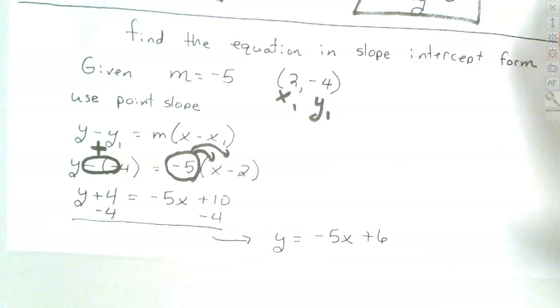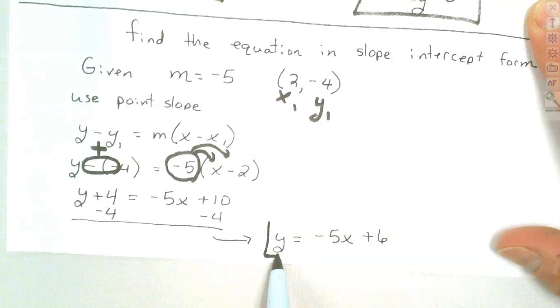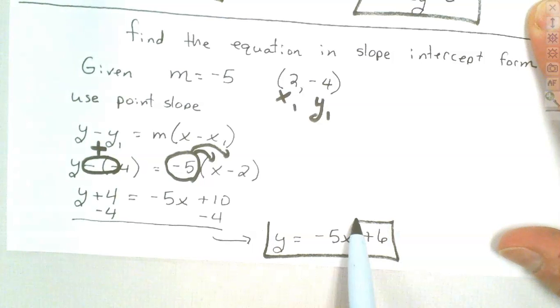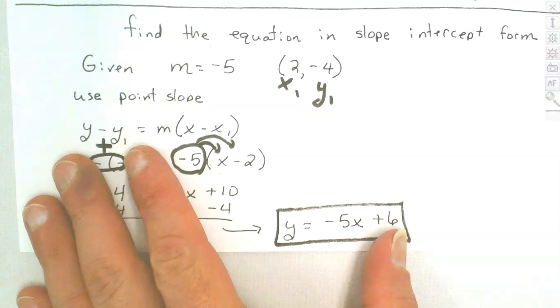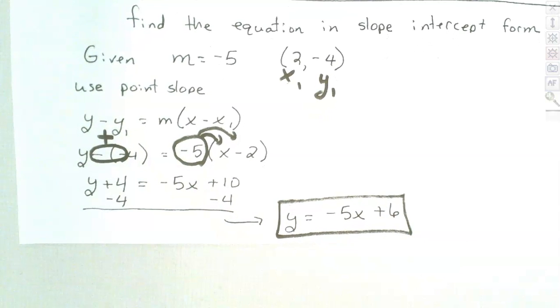So there's our final answer in slope-intercept form. So it's pretty easy. We'll do one more, and then we'll take a break. So one more of these.